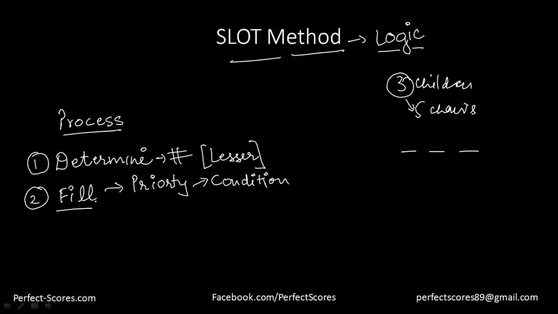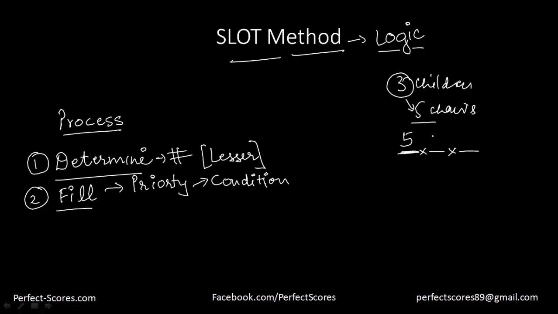Then fill the slots. First you determine the number of slots that you want to draw, from the lesser number, and then you fill the slots. Let's suppose there are 3 children and they want to sit on 5 chairs. I'm going to have 3 slots. Since there is no condition, I will fill any slot first. In how many ways can the first child sit? The first child can sit in 5 ways, so I'm going to write 5 over here.